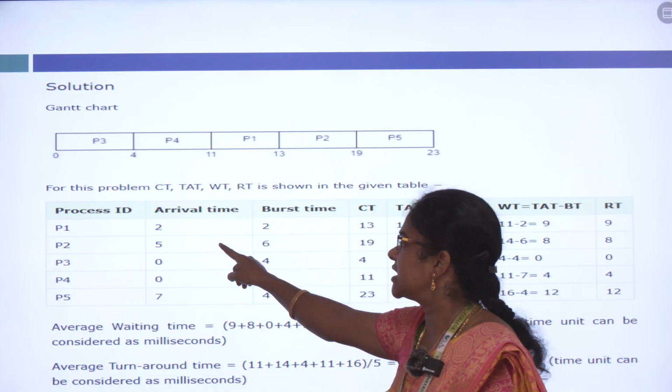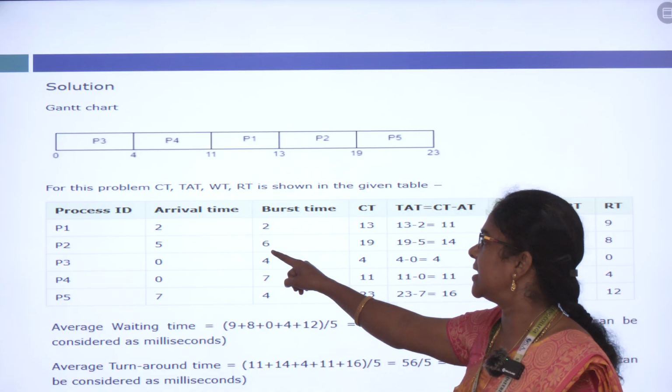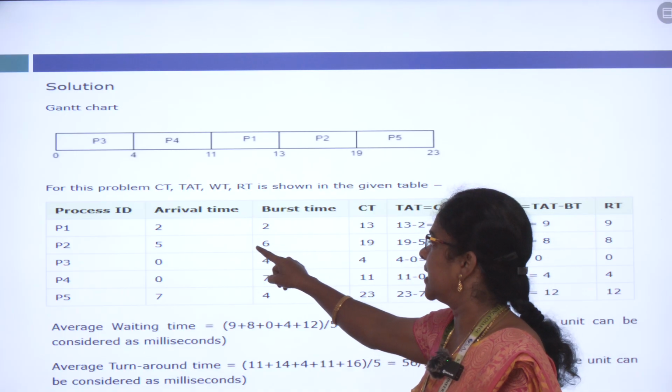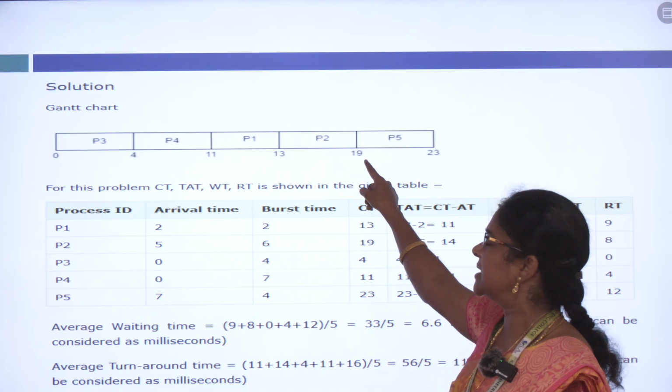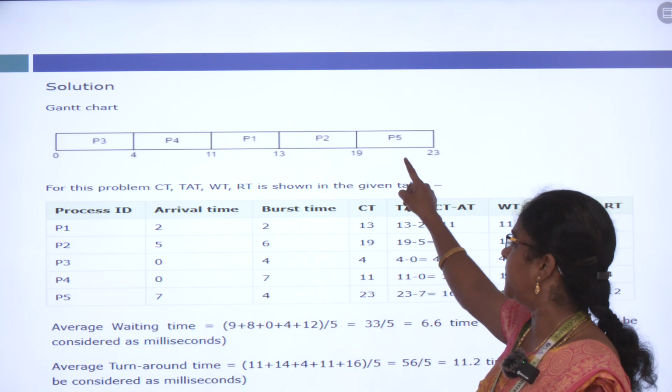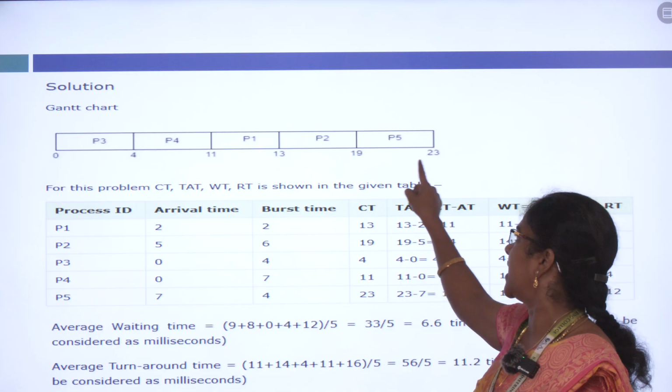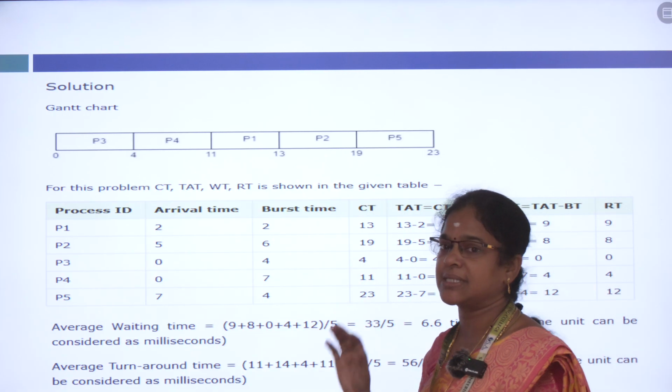Next, the smallest process is P2. So what is the arrival time? It's 5, the least arrival time. The burst time is 6. So 13 plus 6 is 19. The last process is P5, the burst time is 4. So 19 plus 4 is 23. So this is the Gantt chart.